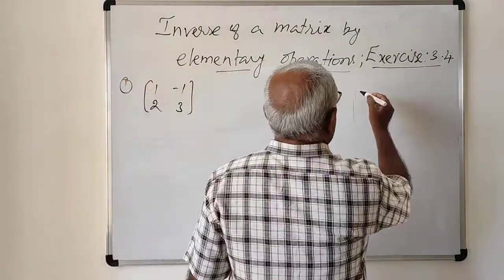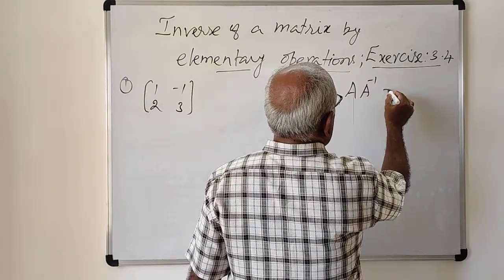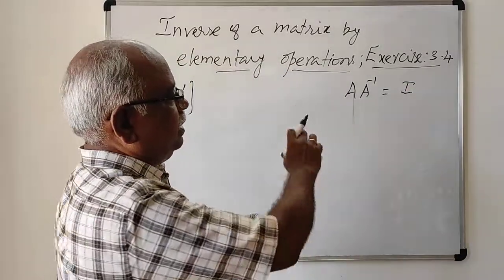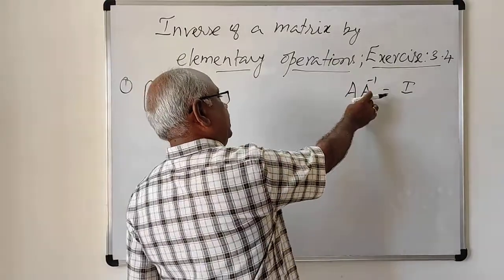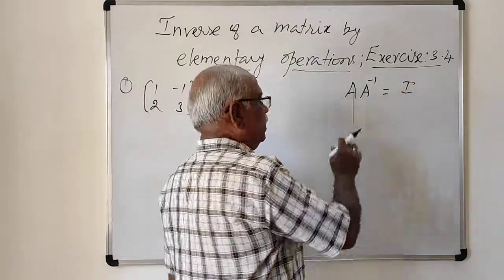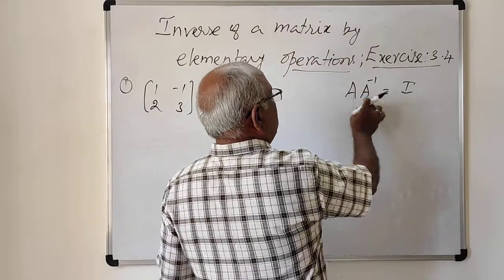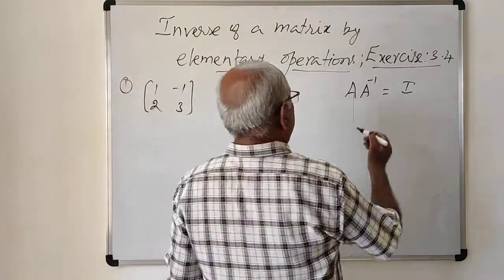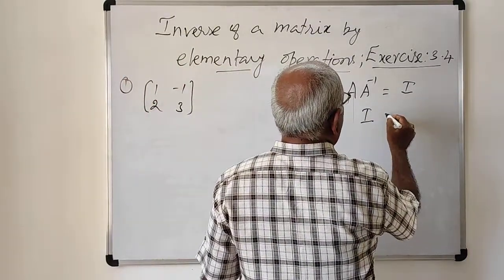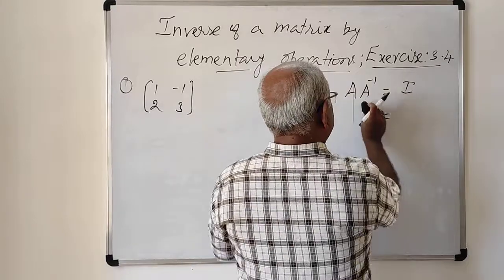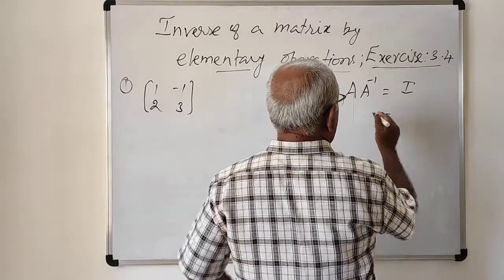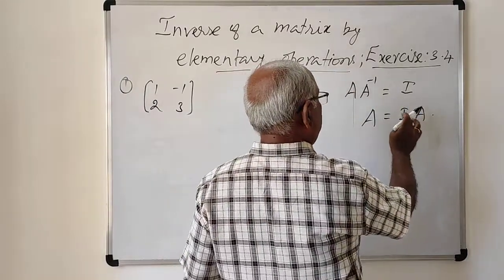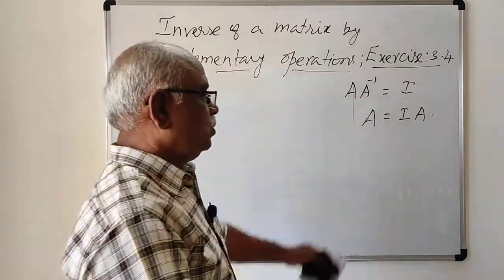You know by definition, if you multiply any matrix and its inverse, you will get the identity matrix of the same order. I have already told this in the definition. A into B is I, if B is the inverse matrix, which is denoted by A inverse. Or otherwise, you can also consider the matrix A as the multiplication of identity and the matrix. Any matrix multiplied by the identity gives you the matrix itself. It is also another rule.